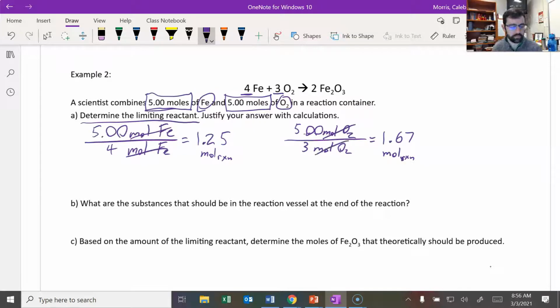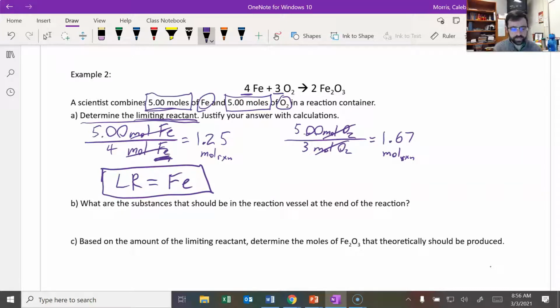Those units cancel out. Okay, what are the substances that should be in the reaction vessel at the end of the reaction? First of all, we need to decide. I didn't identify the limiting reactant yet, did I? I just did the calculation. Now we need to take the time to identify the limiting reactant. So we look at these two answers and we pick the smaller one. 1.25 is the smaller of the two numbers, right? Since that's our smaller number, that tells me that Fe is my limiting reactant. That's your answer. If you don't do that, you haven't actually answered the question.